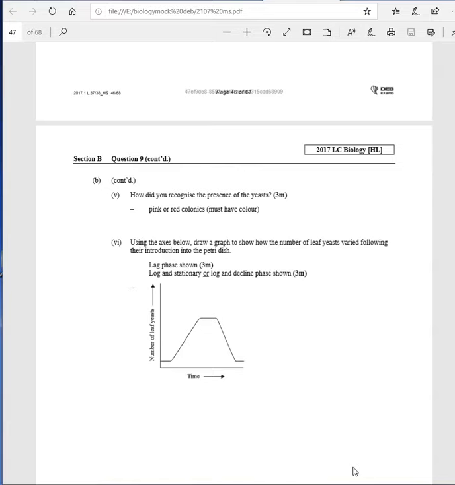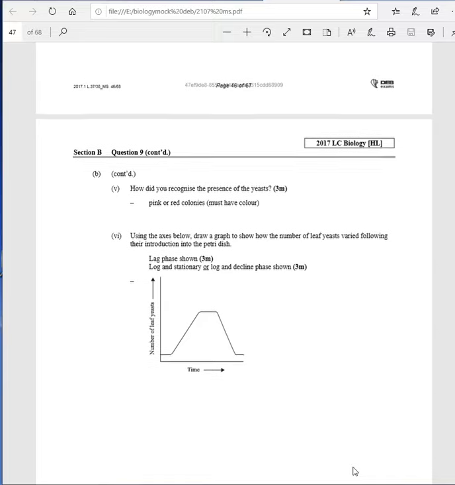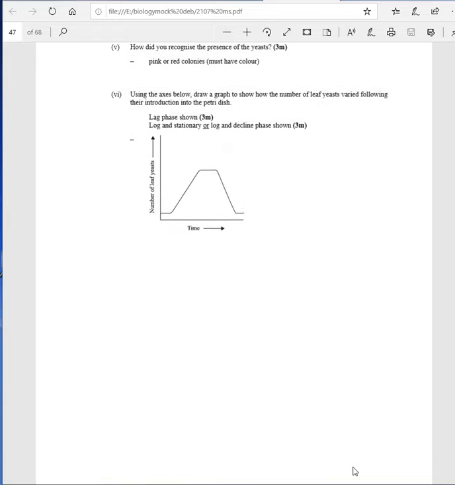So when you have it, it looks like your bacterial curve. So you have a lag phase where the leaf yeast is basically sitting there adapting to its environment. Then you have the log phase where it reproduces like mad, the stationary phase due to the fact that toxins have built up, and then a decline. Okay, so that would be your section B.